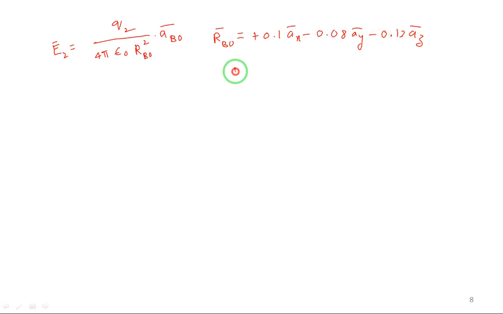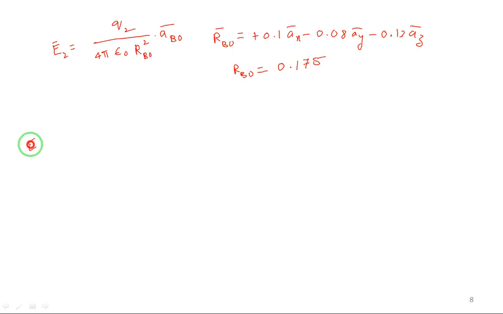Then find out the magnitude RBO, magnitude under root of, take the calculator, under root of 0.1 square plus 0.08 square plus 0.12 square. So what I am getting? 0.175. 4 is there, I am restricting here.